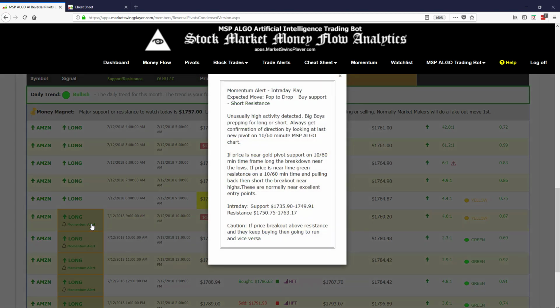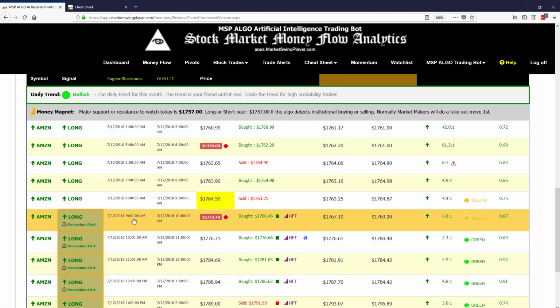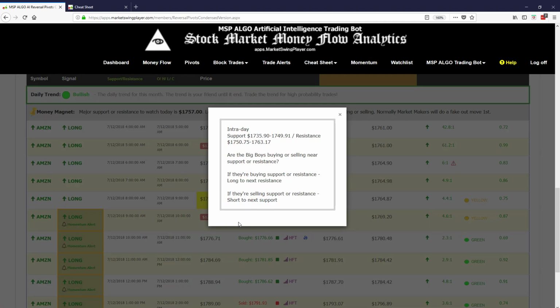When we click the momentum alert, it did say caution: if price breaks out above resistance and they keep buying, then it's going to run, and vice versa. That's one key thing I noticed, as well as when I look at the regular support and resistance, the same price, it's telling me a trade: are the big boys buying or selling at support or resistance? If they're buying support or resistance, long to next resistance. If they're selling support or resistance, short to next support.